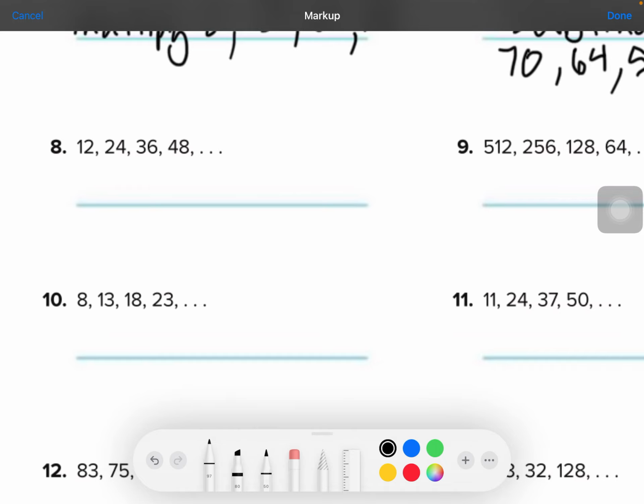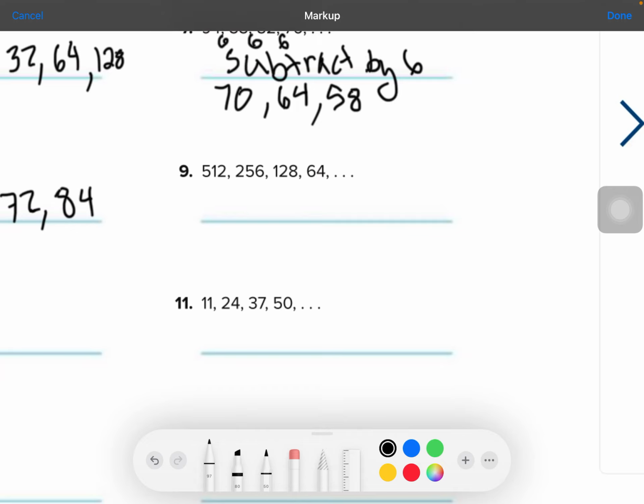Okay, number 8. Looks like they are multiples of 12. Looks like skip counting by 12, or just adding 12 to each one. So I'm going to say add 12. So 48 plus 12 is 60, then 72, and 84.